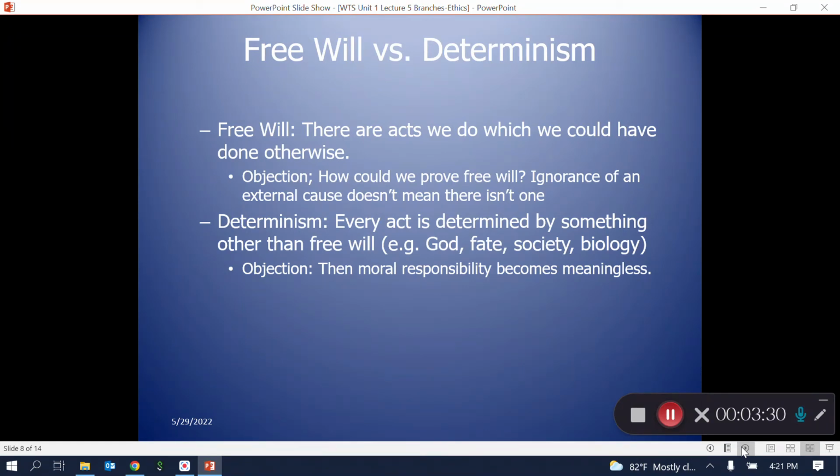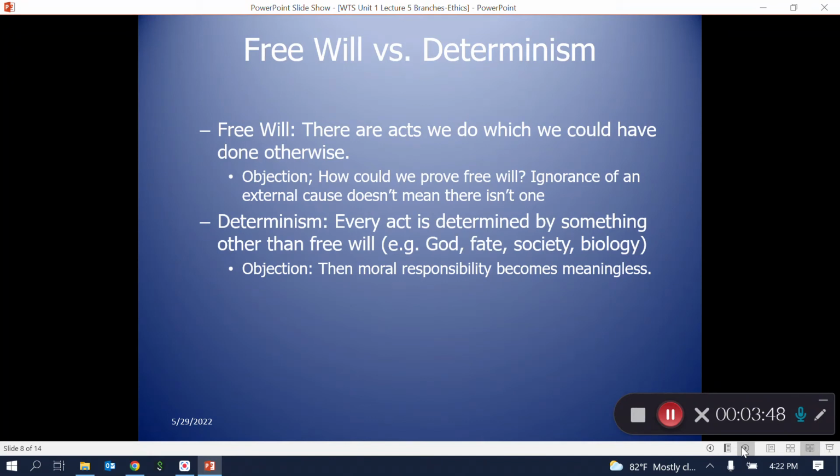So along comes the determinist who says that every act is determined by something other than free will. Maybe it's God, maybe it's fate, maybe it's society, maybe it's biology. Maybe we're programmed from the very beginning, or maybe it's simply one series of causes after another.